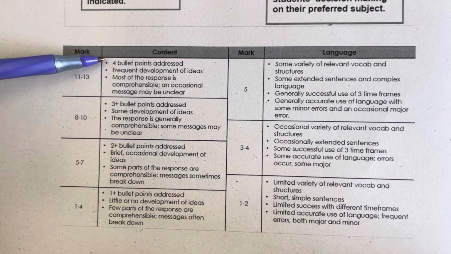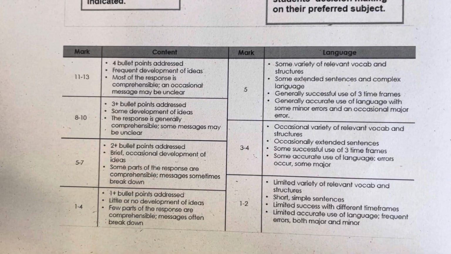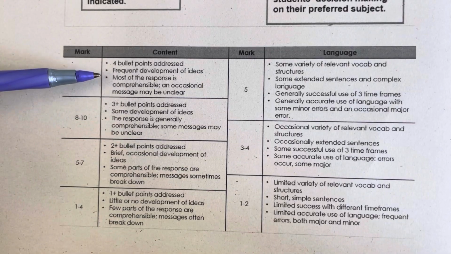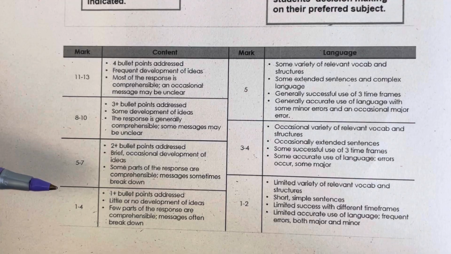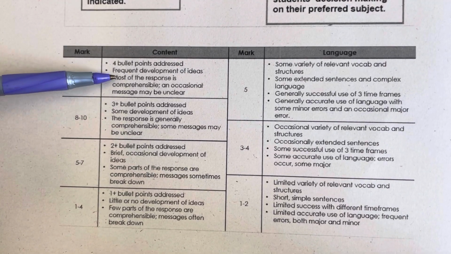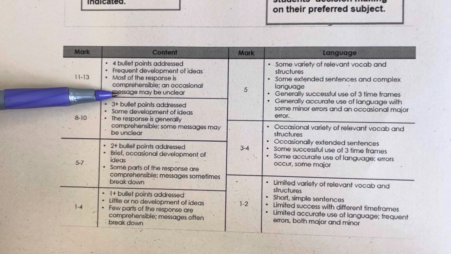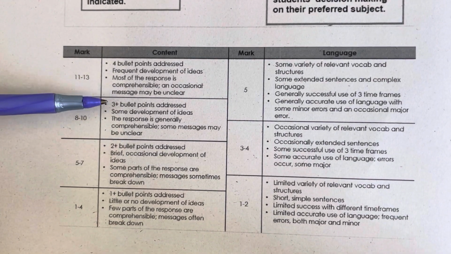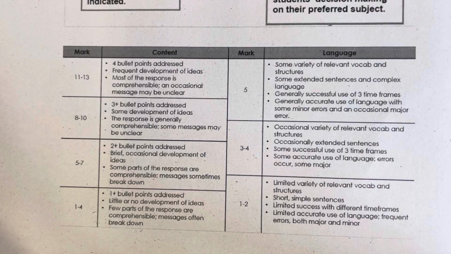Now, as I mentioned before, this will mean accurately referring to the past and future tense in order to have covered those 2 bullet points. You will also need to develop your ideas, and you will need to make sure that your response is clear. So here it says comprehensible. Occasionally a message may break down, but an examiner will be looking for a clear and understandable response.